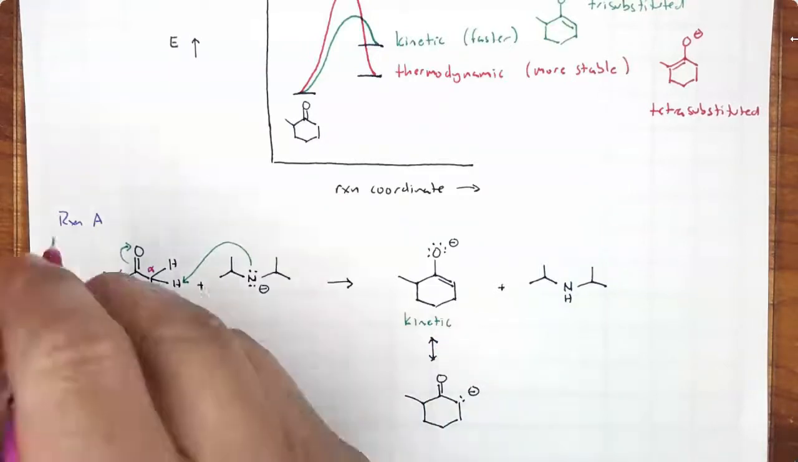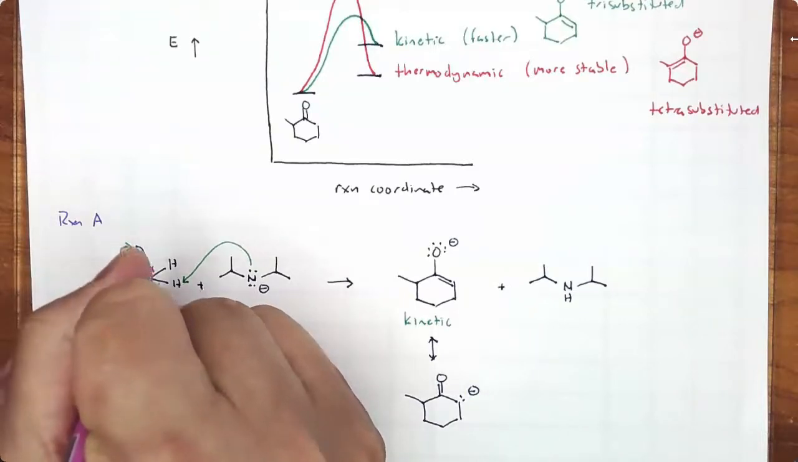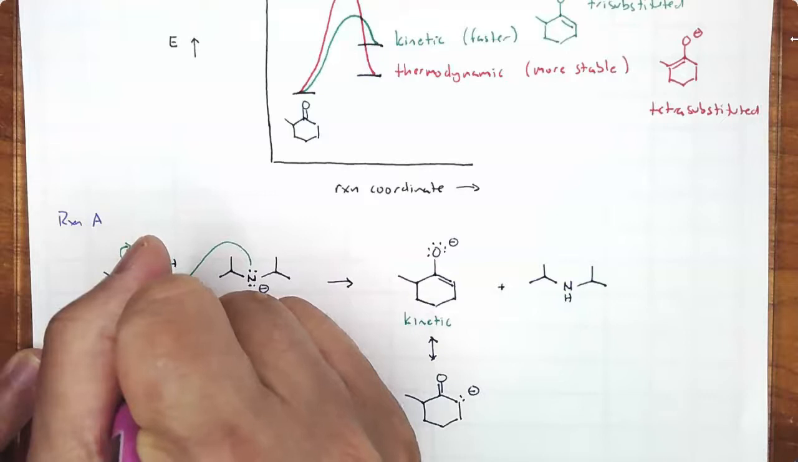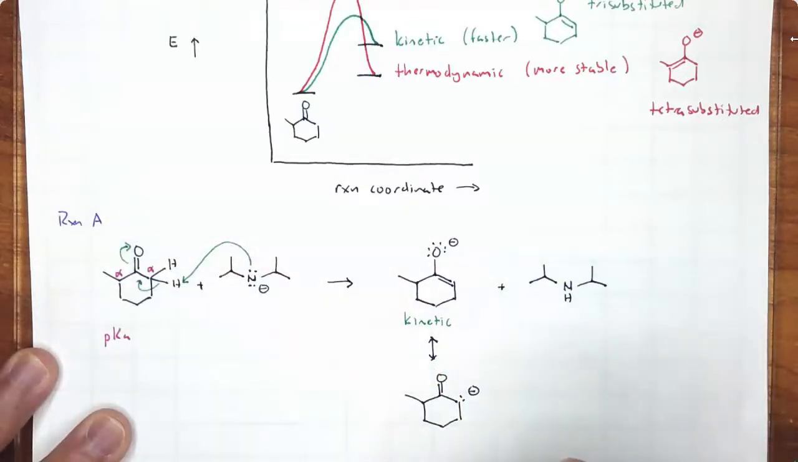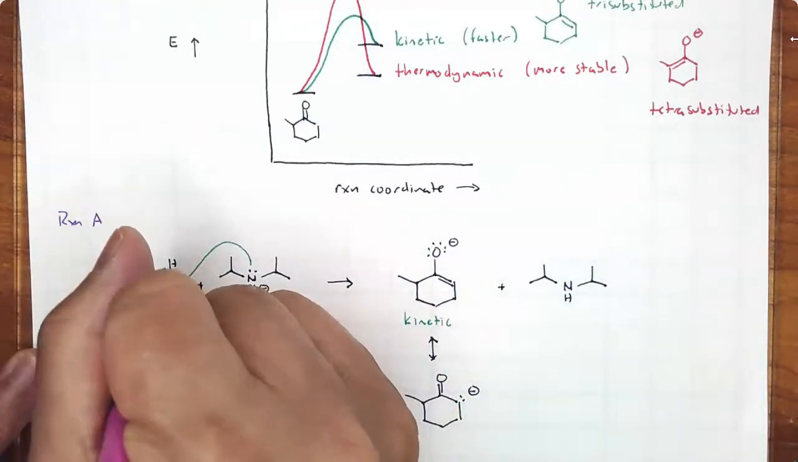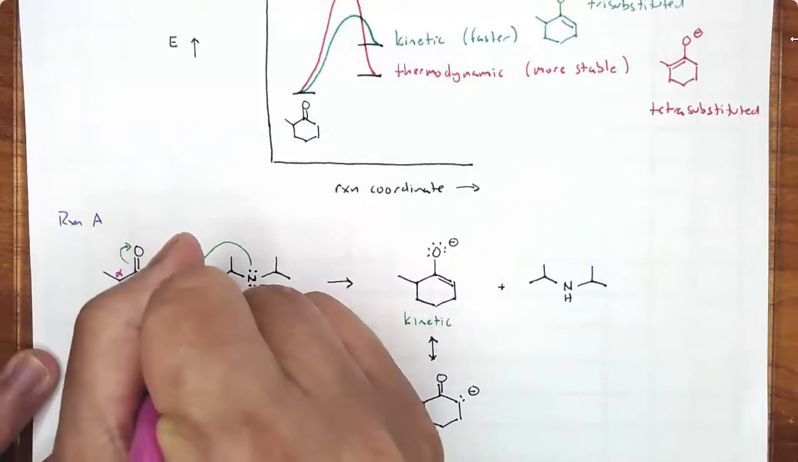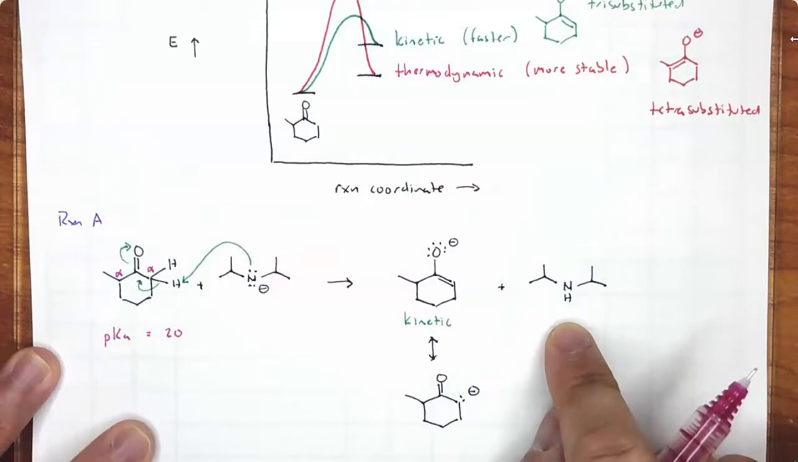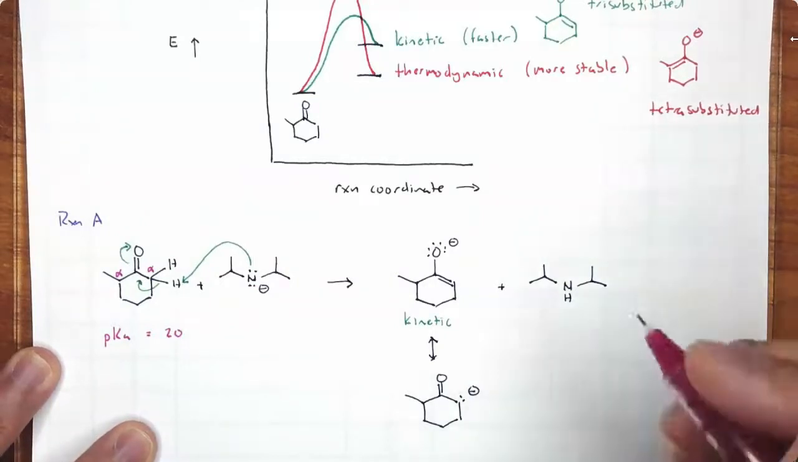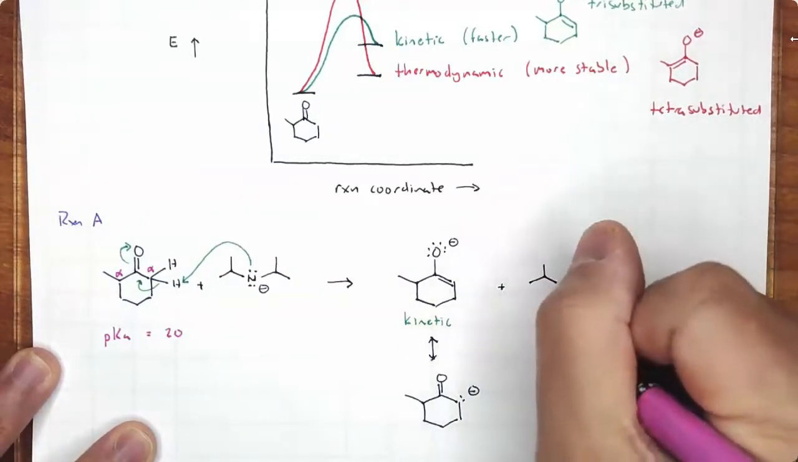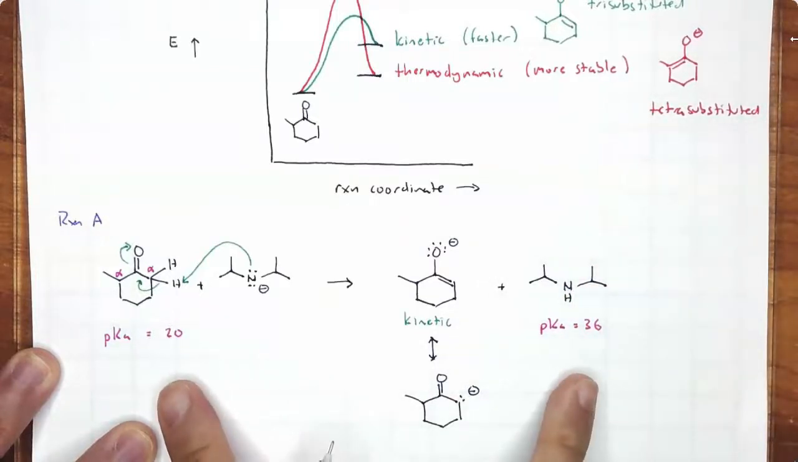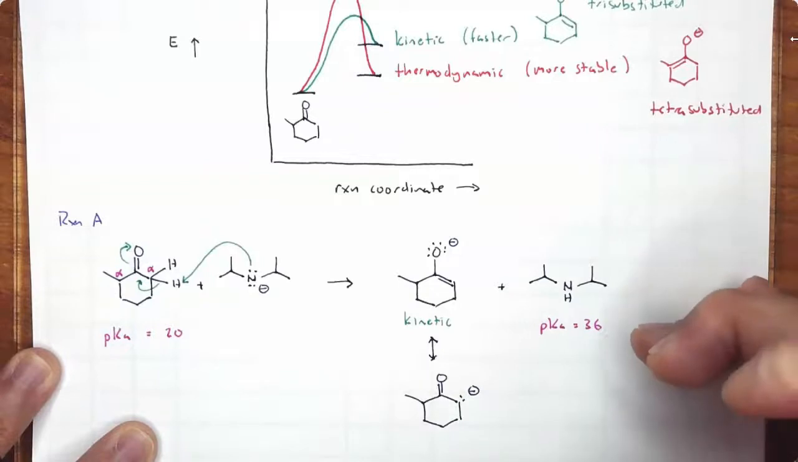This ketone, you've memorized the pKa's hopefully by now. The aldehyde has a pKa of 17. Ketone is a little bit higher, around 20. Do you remember the pKa for the amine? The pKa for the amine is around 36. There's a 16 pKa unit difference, so essentially we get 100% of the products.